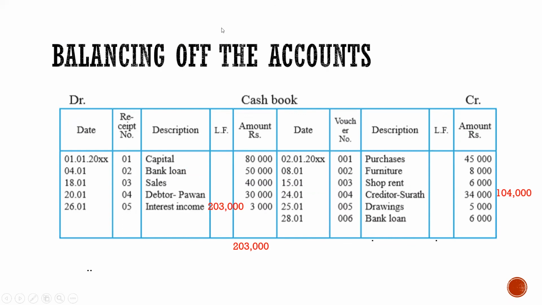So how do we balance off the cash book? We get the balances of both sides and see whether we have an overdrawn balance or a positive balance. Usually a cash book has a positive balance or a debit balance. That is, our debit side definitely should be more, because we cannot have a credit side balance, because only the money in hand will be spent by us, right? So on this side we have 203,000, on the other side 104,000. The difference is what we take as the balance.